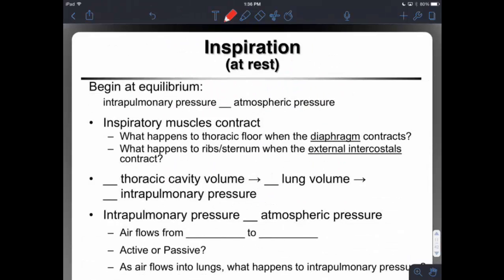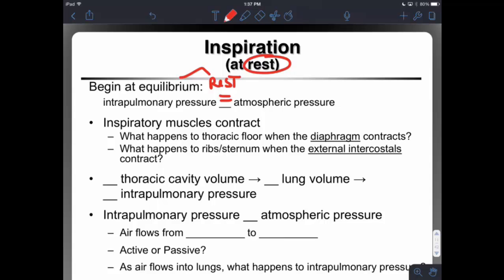Alright, so we are at equilibrium. We're at rest. And you're at rest in two different senses. Basically, you're at rest, meaning you're not exercising, and your breathing is at rest, which means that you're not inhaling or exhaling. So when breathing is at equilibrium, breathing is at rest, the intrapulmonary and atmospheric pressures are equal, there's no air movement. Remember that we need to create a gradient if we want to move air.